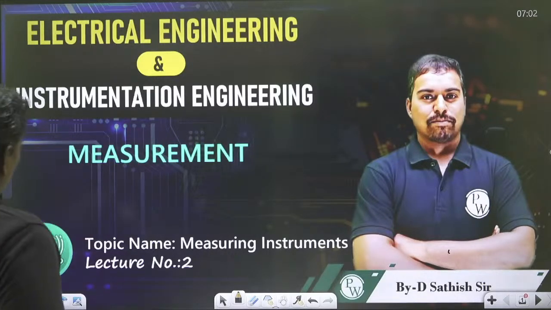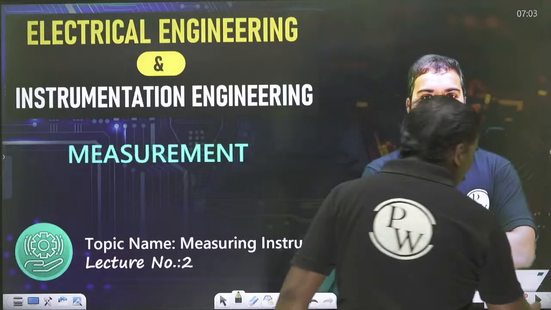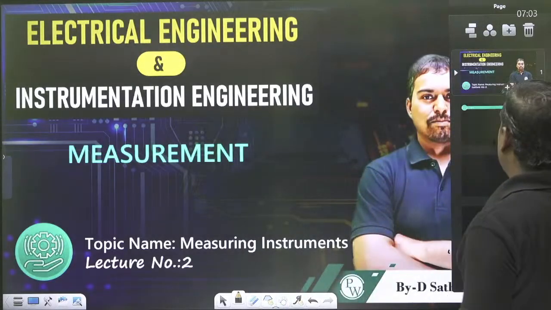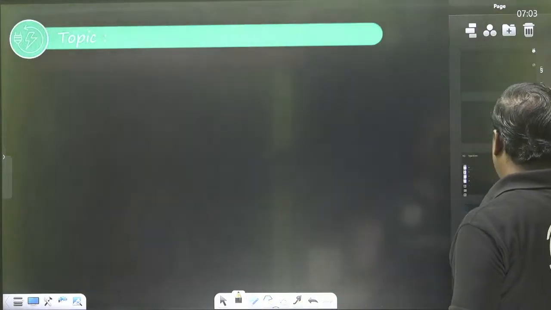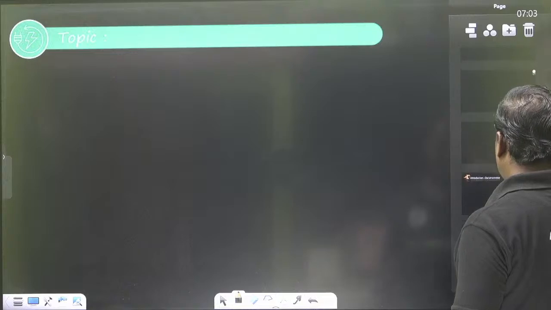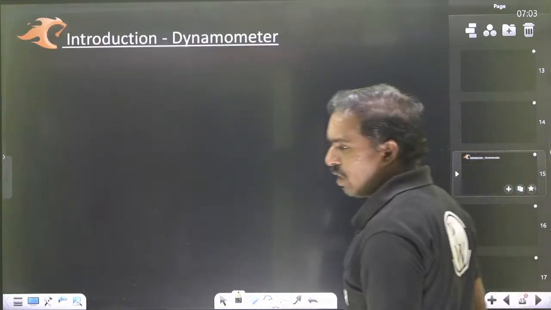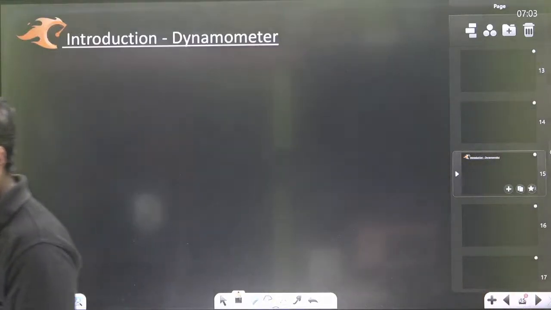Chalo, in measuring instruments lecture number 2 we are going to discuss the dynamometer. So what is a dynamometer, how does it work? We are going to start with the introduction of the dynamometer.